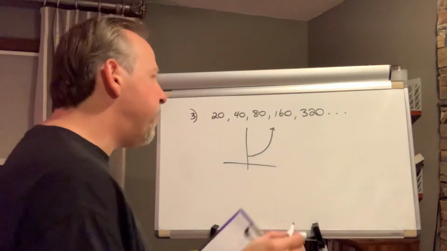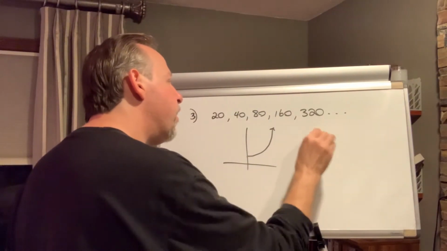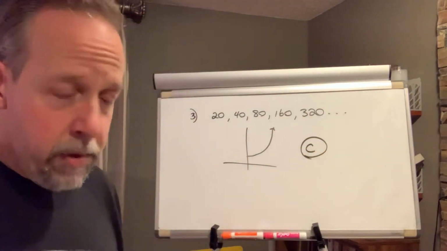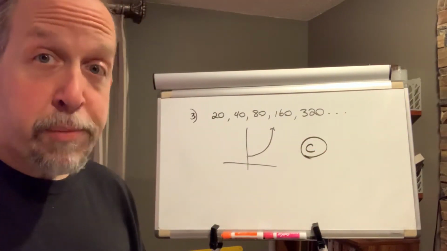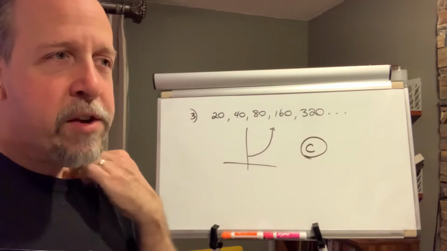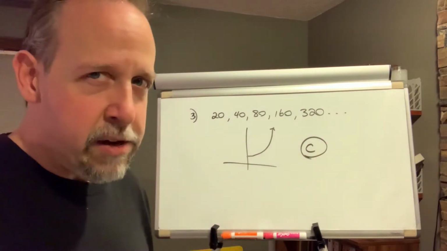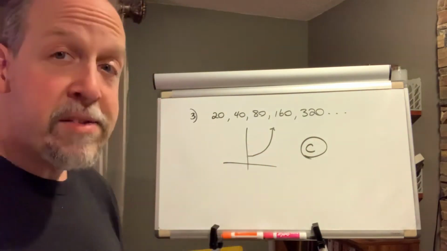That is the graph of answer C. You're just looking to see where does it begin. It begins at 20, and it's increasing at an exponential rate. It's not linear. That's the only answer that made sense.